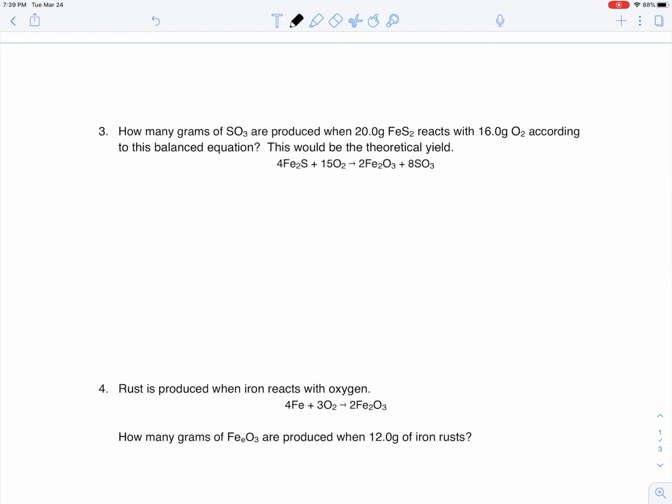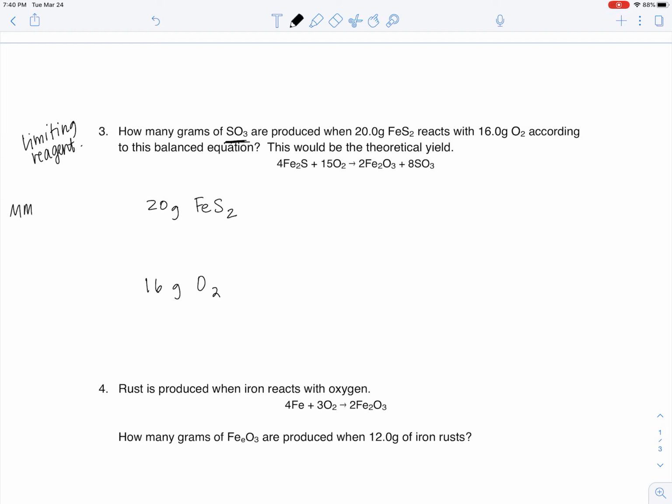Great. So moving on to number 3. This is a limiting reagent problem, so we have to figure out which one is our limiting reagent. In this problem, iron sulfide and oxygen are reacting to form iron 3 oxide and sulfur trioxide. If we start with 20 grams of iron sulfide and 16 grams of oxygen, which one is our limiting reagent? And then how much sulfur trioxide would we produce?